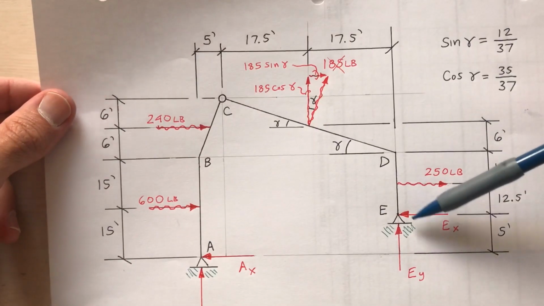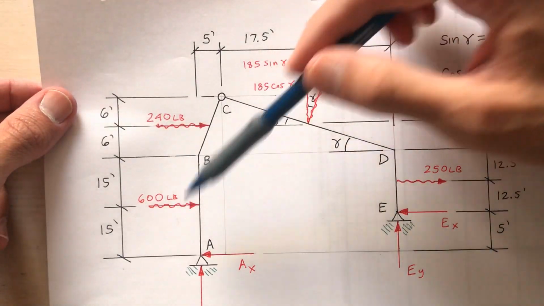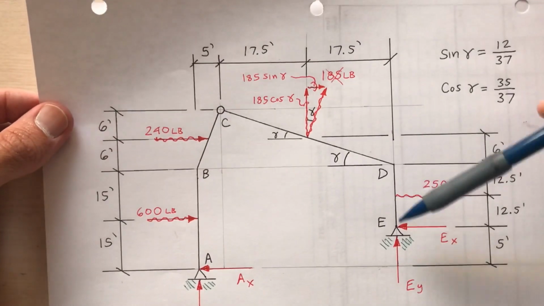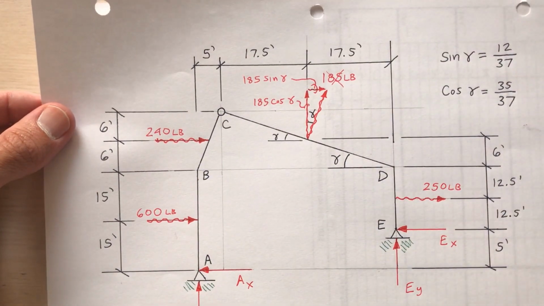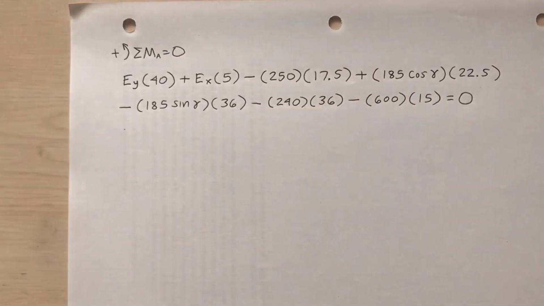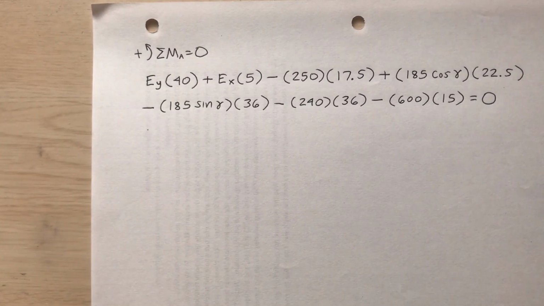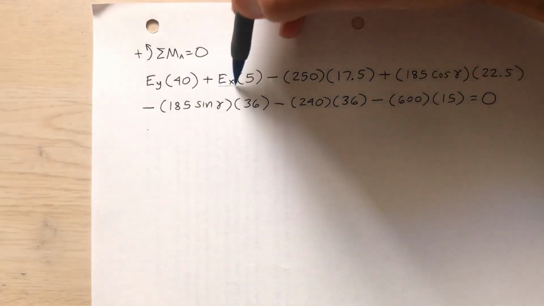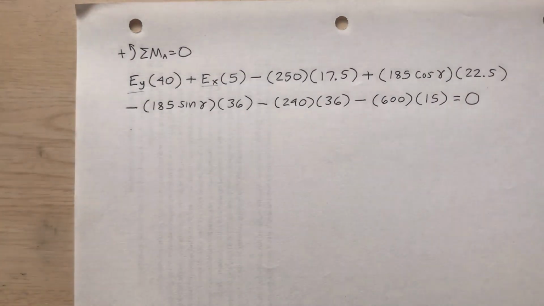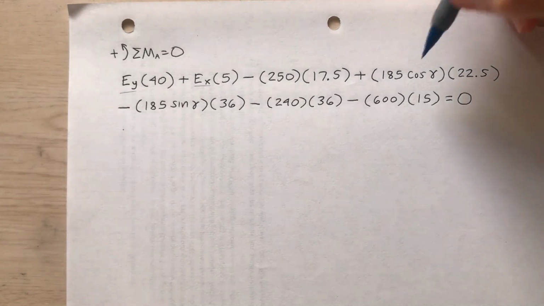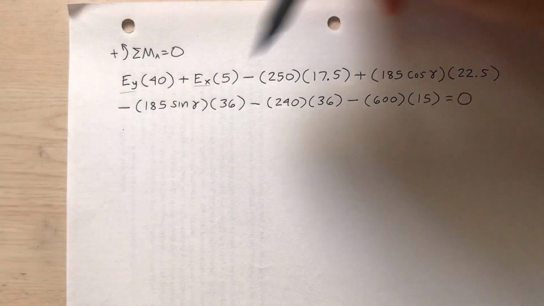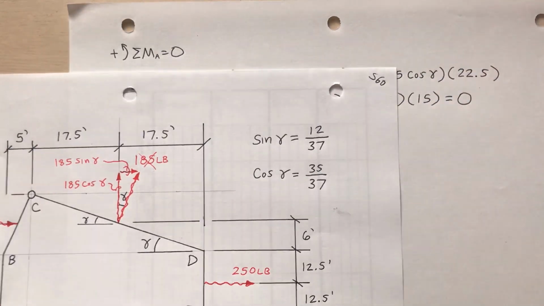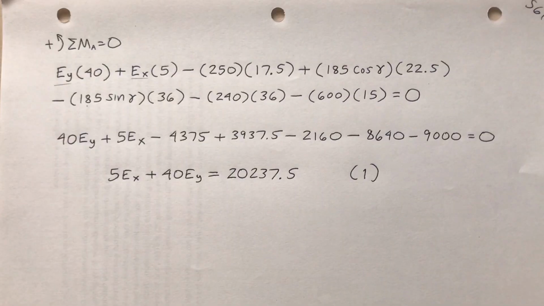So I took all my forces starting at E, going around the silhouette of the frame. Okay, so I'm going to clean this up. I've got 2 unknowns here, E sub x and E sub y. I'm going to clean all this up, and remember that I know the exact values for cosine of gamma and sine of gamma. Remember those? They're right here. Okay, so clean all this up.